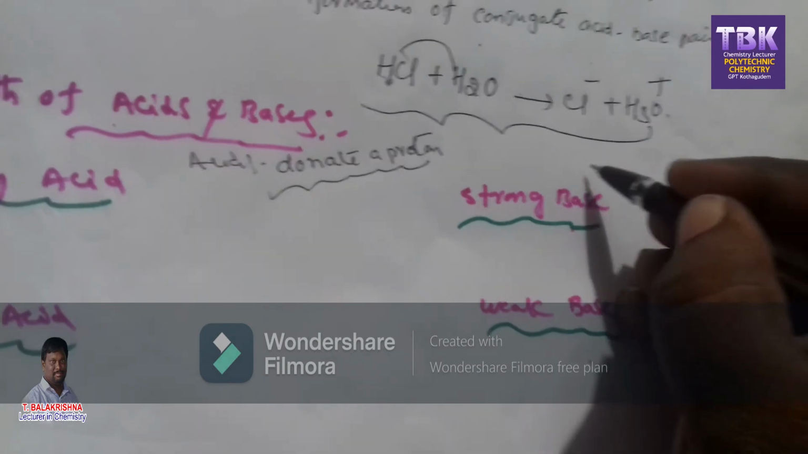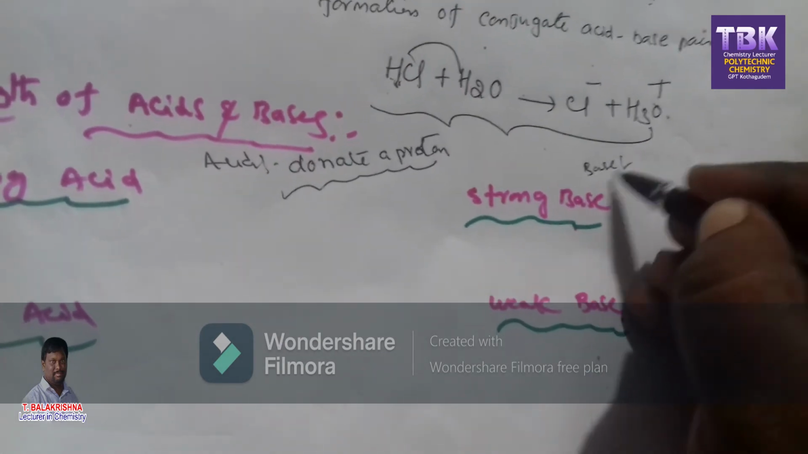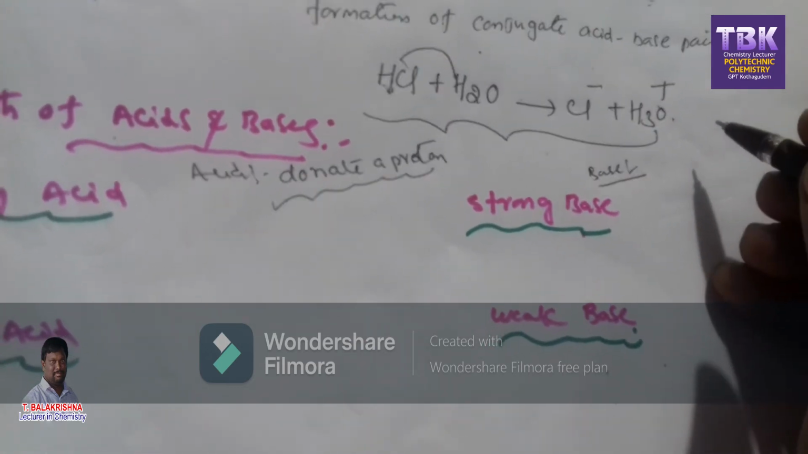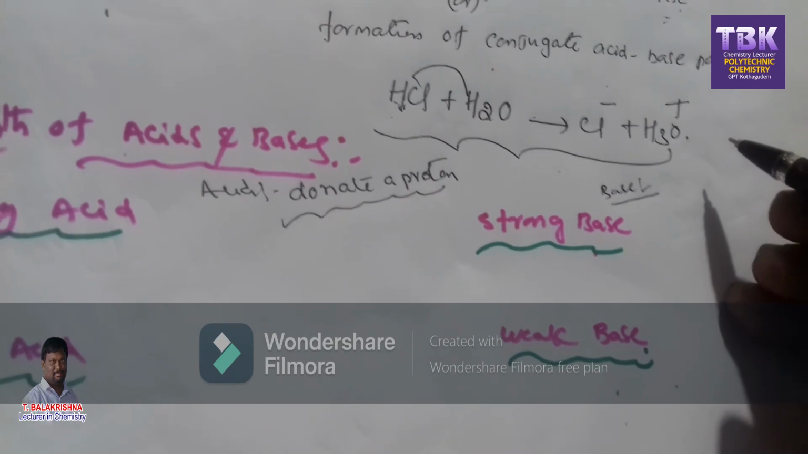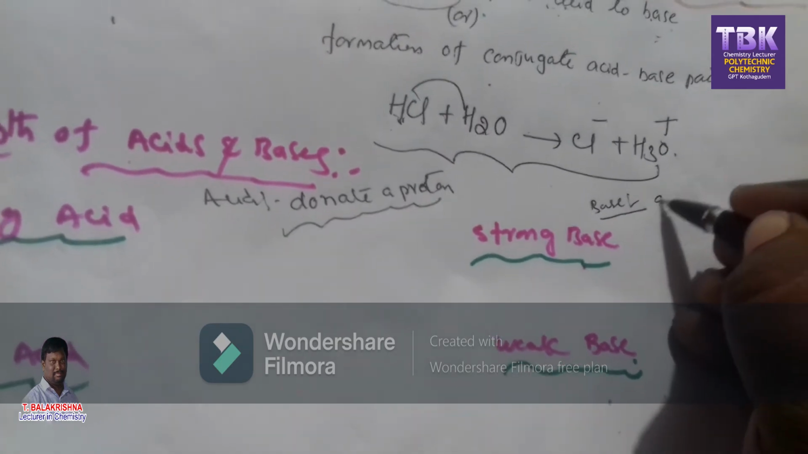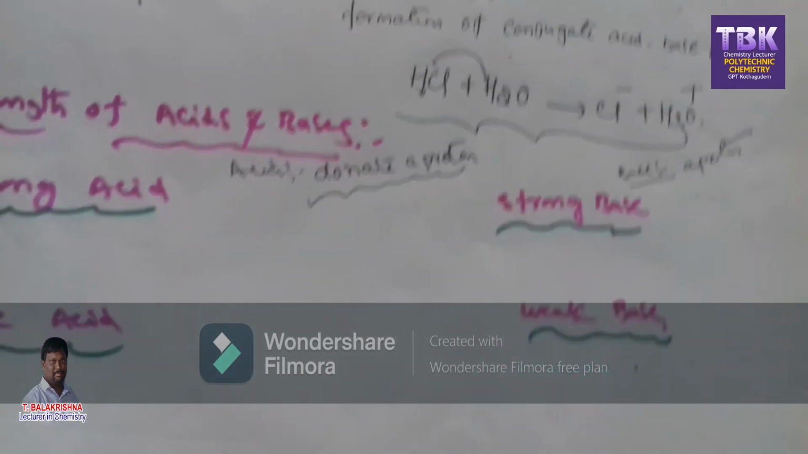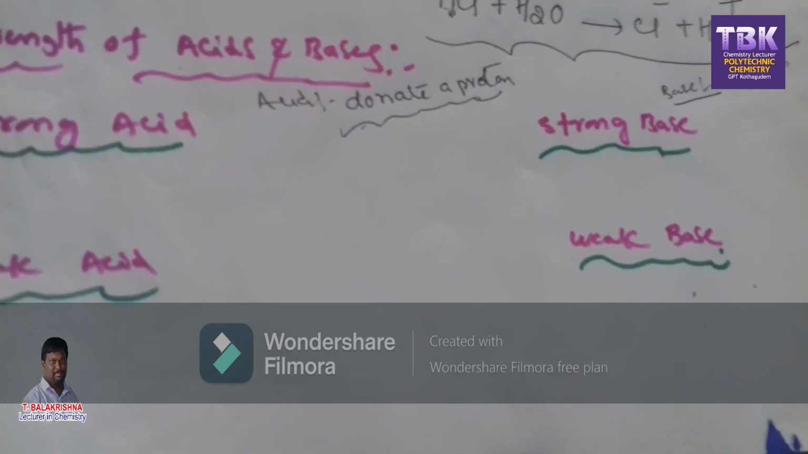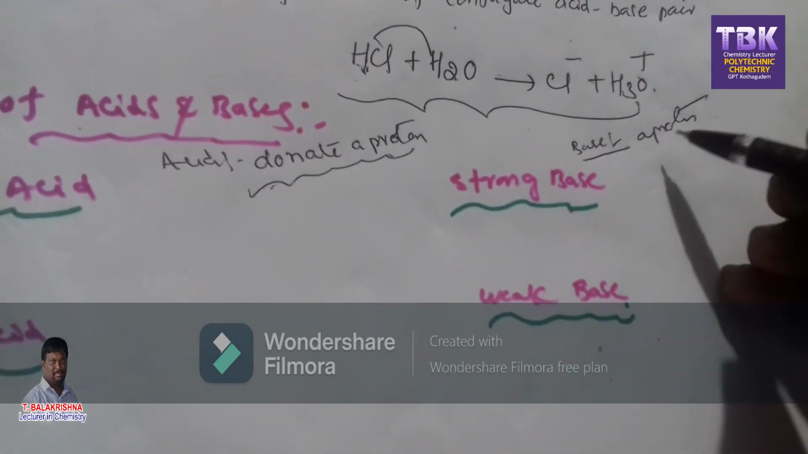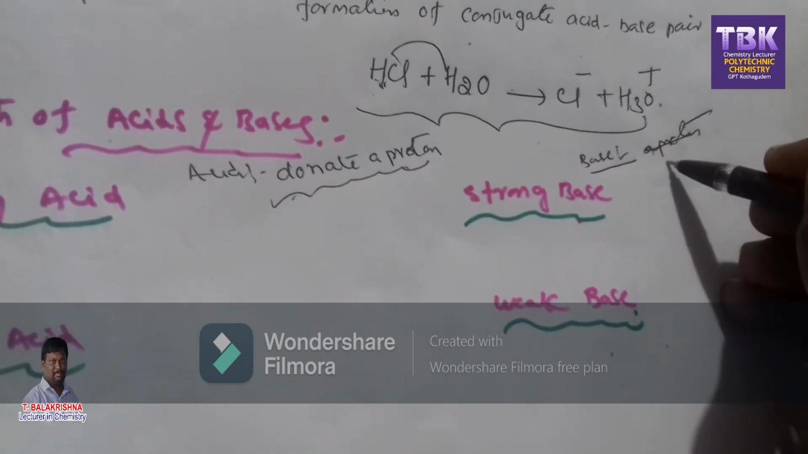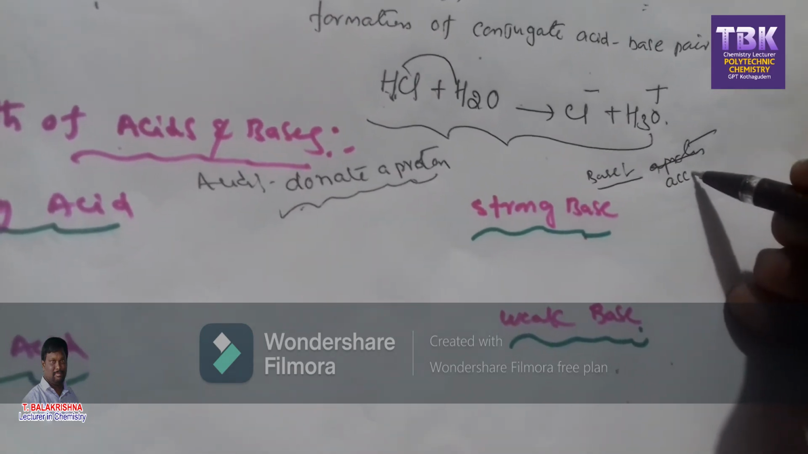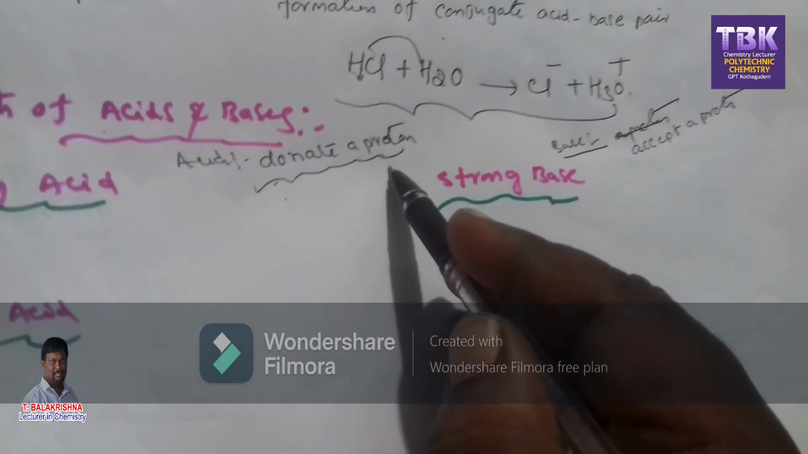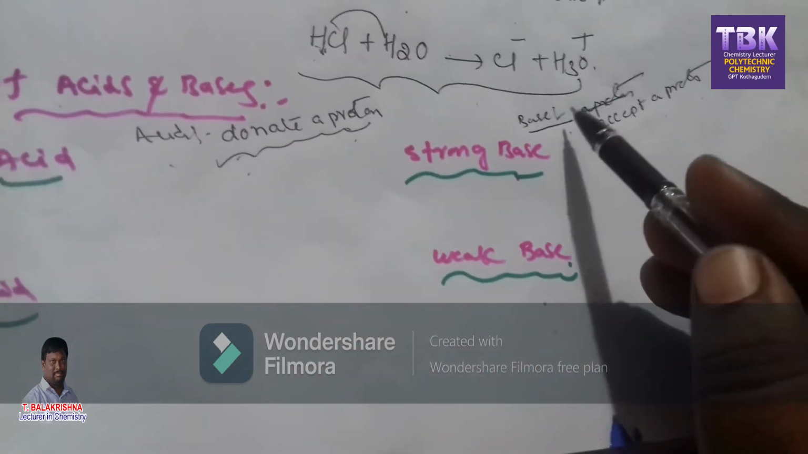What is the definition of base according to the Bronsted-Lowry theory? Which can accept a proton is called base. Which can donate a proton is called acid, which can accept a proton is called base.